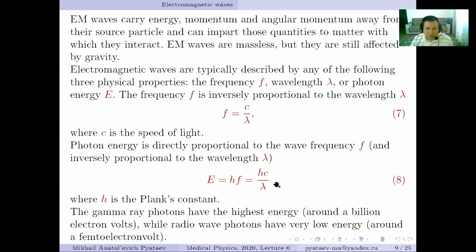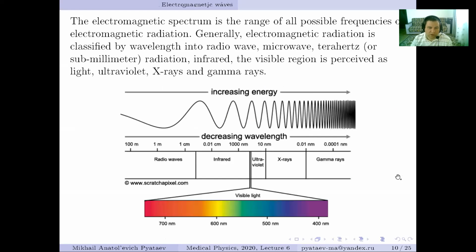And what is important for us is that a quantum's energy is proportional to frequency, or inversely proportional to wavelength. So the higher the frequency, the higher the energy of a portion, and that means radiation with very high frequency can bear a portion of energy which is enough for ionizing an atom. And if this takes place, if the energy is enough for an ionization, then the radiation is called ionizing radiation.